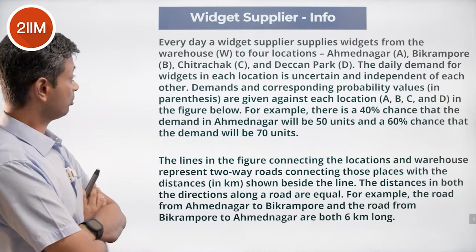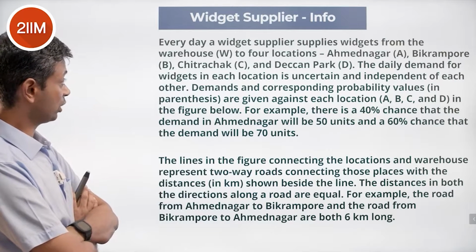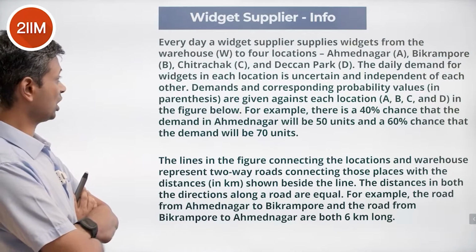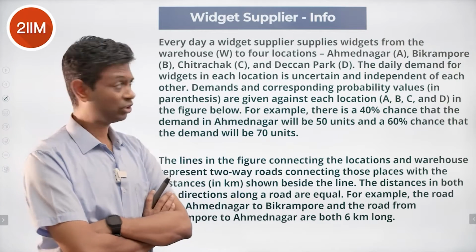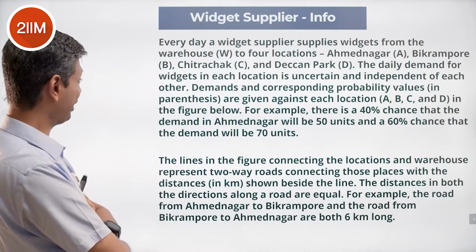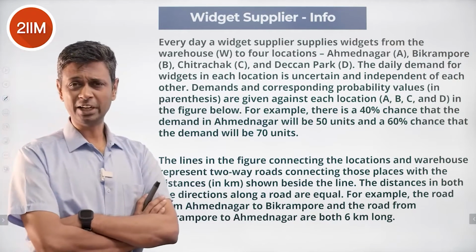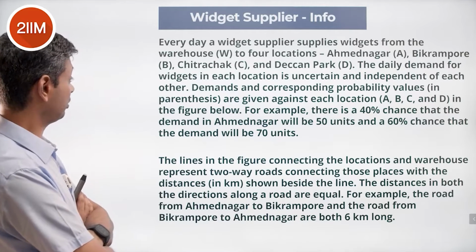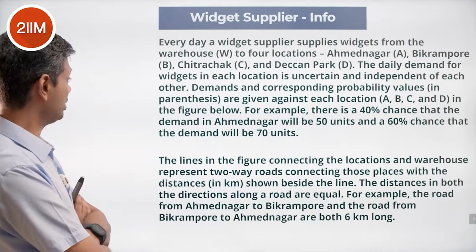Every day, a widget supplier supplies widgets from a warehouse to 4 different locations: Ahmednagar, Bikrampur, Chitrachak, and Deccan Park. ABCD. Nice. The daily demand for widgets in each location is uncertain and independent of each other. Completely different from each other. Demands and corresponding probability values in parentheses are given against each location ABCD in the figure below.